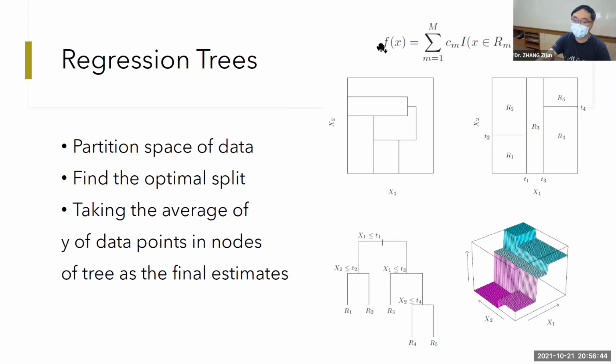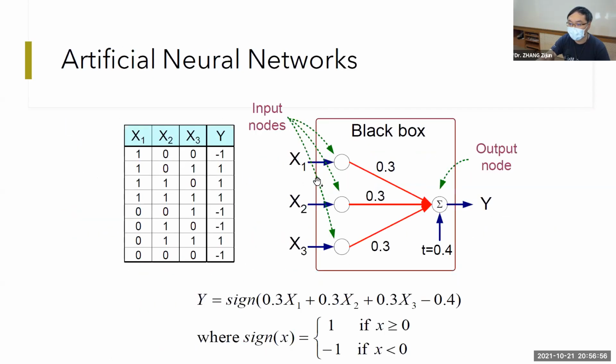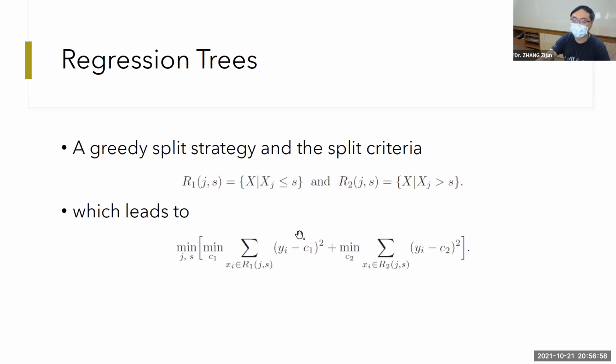Okay, I will stop here and take a break. Let's come back at 9:10. Then we will go through the SVM regression and also the neural network concepts. Majorly, we will talk about the neural network, gradient descent and back propagation.